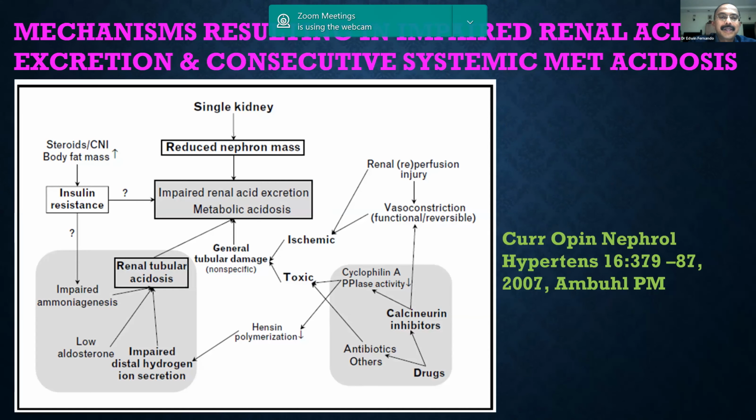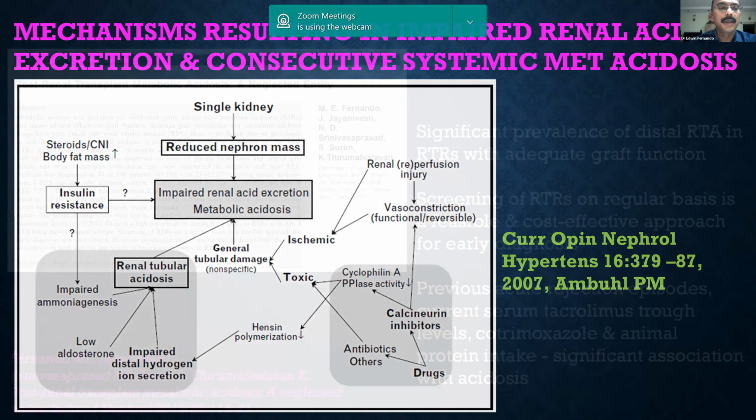So these are the mechanisms involved in renal acid excretion and consecutive systemic metabolic acidosis. We have a single kidney, so there's definitely a reduced nephron mass. There is impaired renal acid excretion. A transplant kidney cannot give a GFR like that of a normal kidney. And there is general tubular damage, acidosis, impaired ammoniogenesis, impaired distal hydrogen ion secretion. There is decrease in the hensin polymerization, and the use of calcineurin inhibitors. All this contributes to the metabolic acidosis.